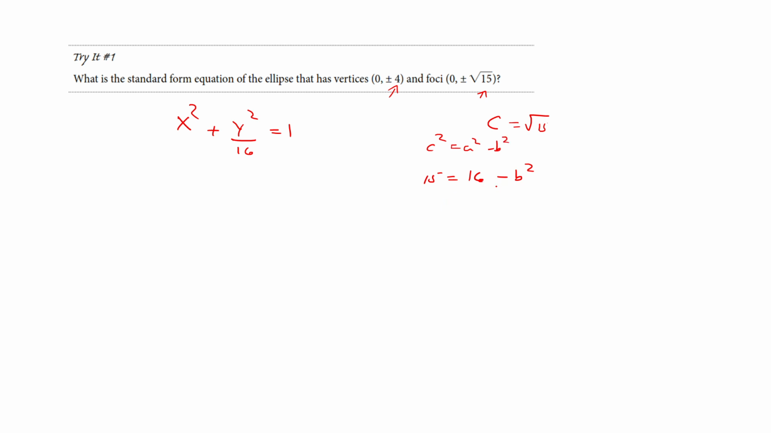Okay, so let's solve this. I'm going to send B squared to the other side. I'm just doing some algebra. I'm going to send the 15 over here. B squared is going to be 1. So I hope I didn't go too quickly here. I'm moving the 15 over, I get 1. Moving the B squared over, square root both sides, B is 1. And there we go.